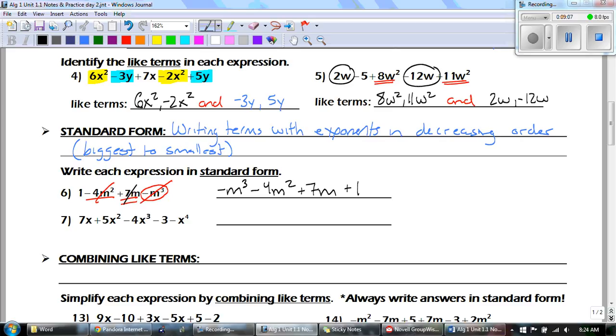Okay? So why don't you guys try number 7? Just try it. See if you can get everything in order. Remember the highest exponent to the lowest, and then when you come back, my answer will be up.